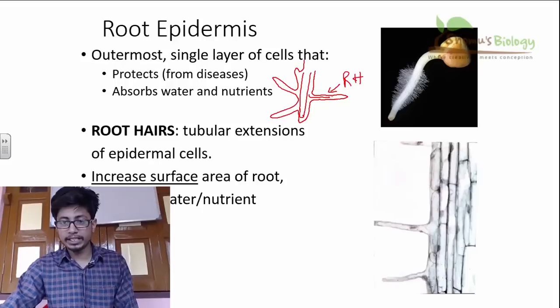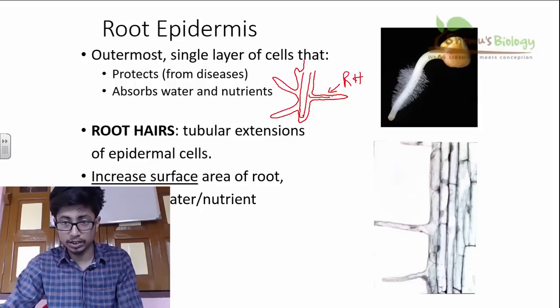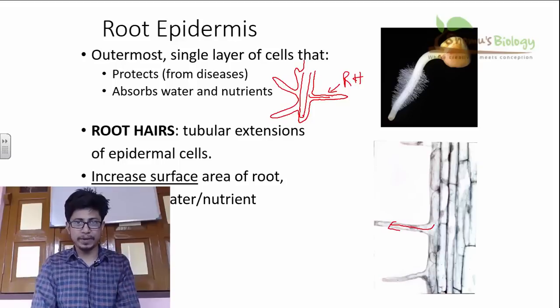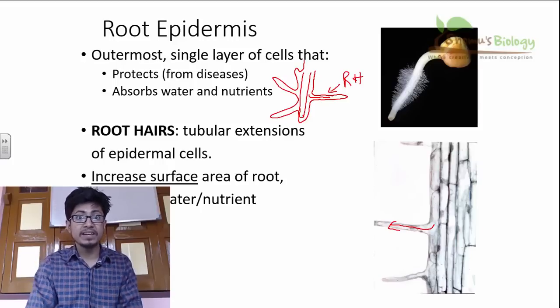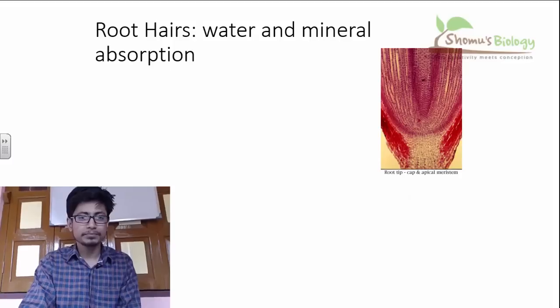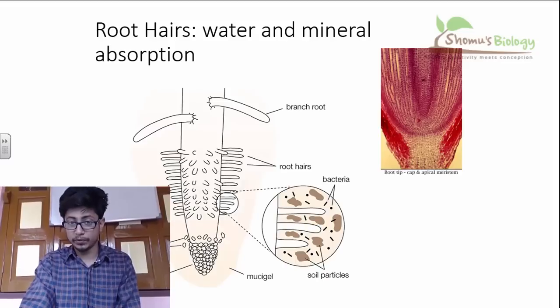Okay, so if you look here at the real image of a cell, it's not a cross section, it's a longitudinal or side image. You'll see this is the cell, and this is just a cytoplasmic extension of those cells that is making the surface area larger, because for these small root hairs coming out, you'll see a lot of surface area surrounding them. And water and mineral absorption becomes much easier with root hairs.